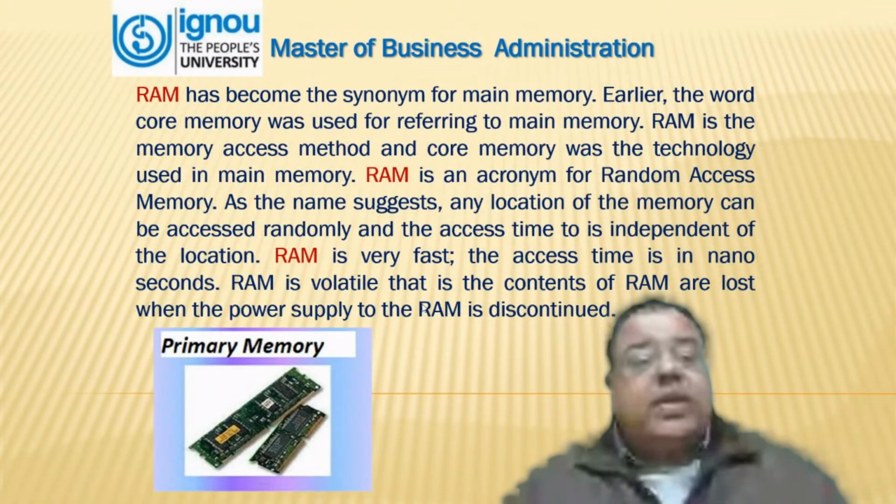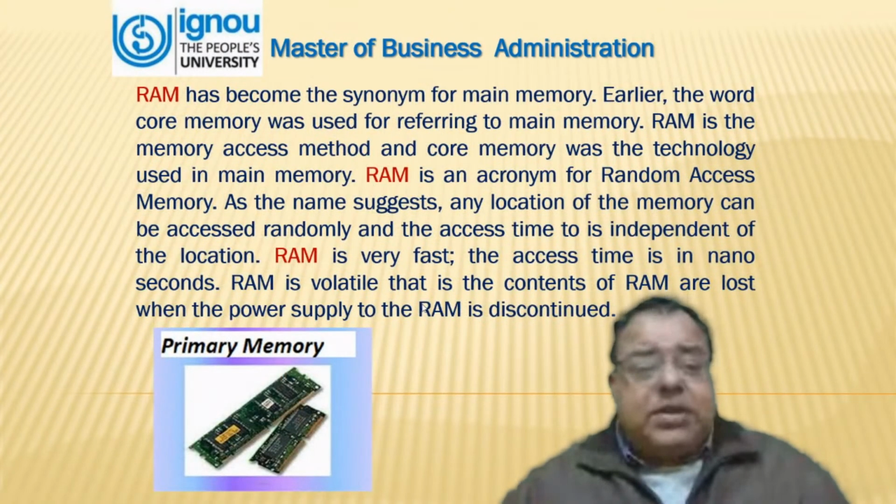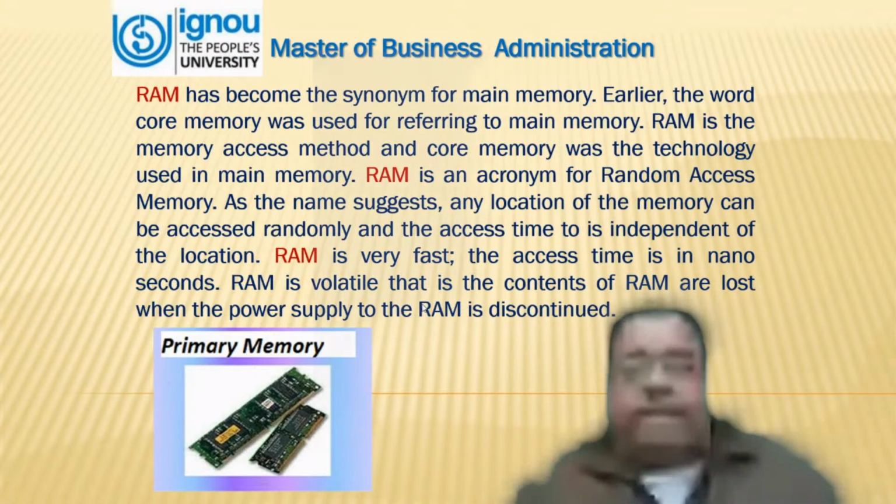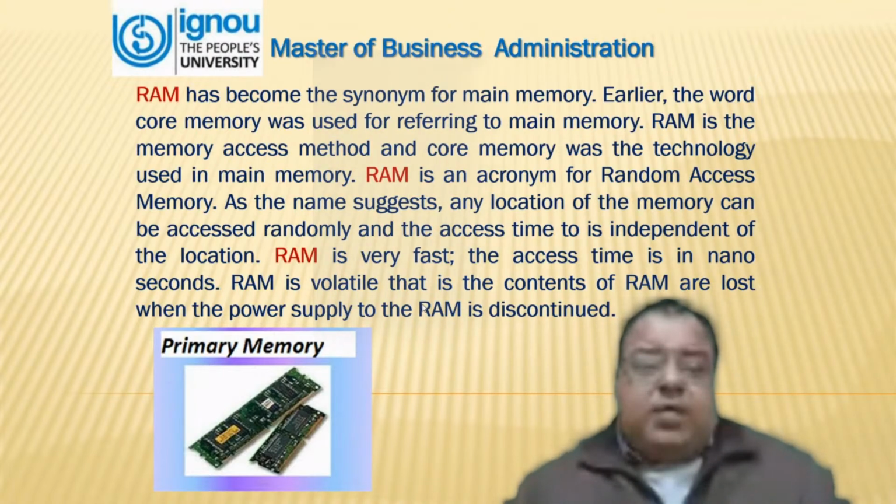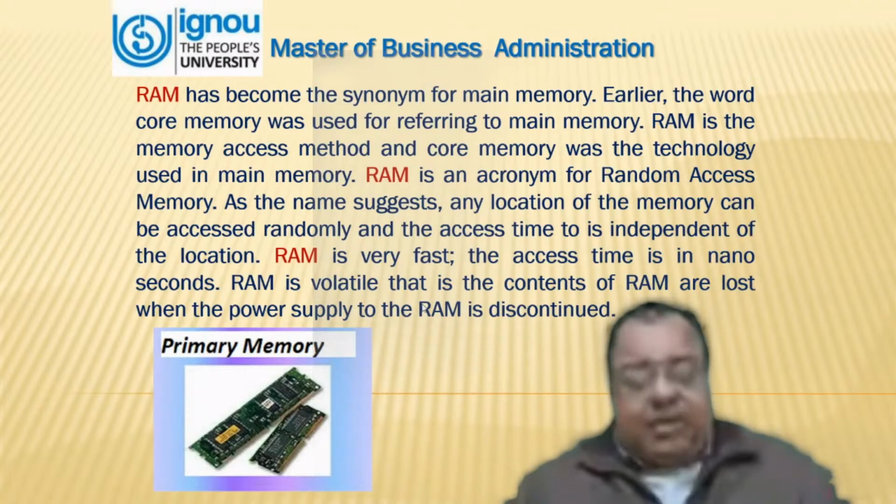RAM has become the synonym for main memory. Earlier, the word core memory was used for referring to the main memory. RAM is the memory access method, and core memory was the technology used in the main memory. RAM is an acronym for random access memory.